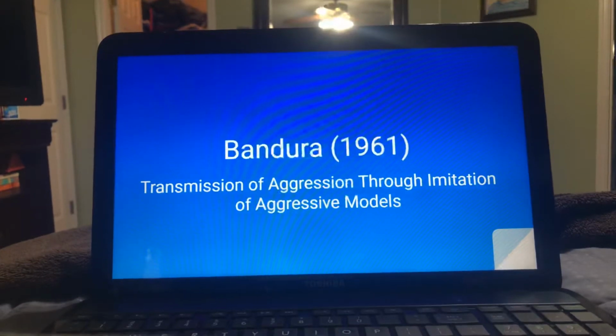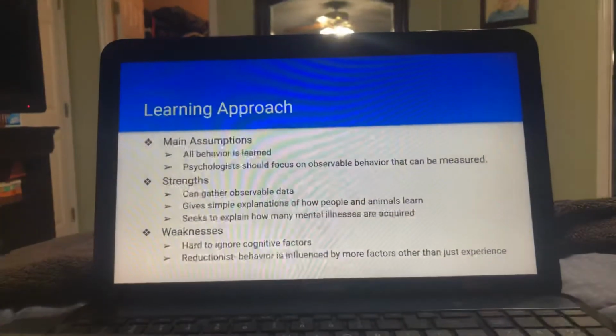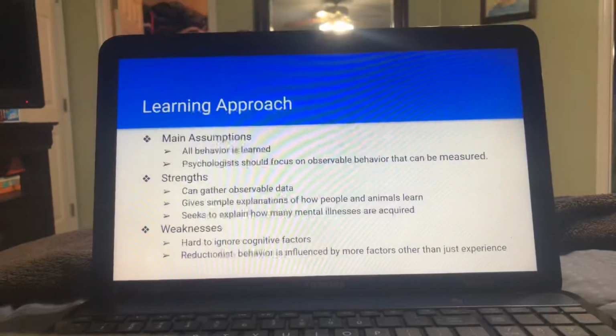of aggression through imitation of aggressive models. My study is part of the learning approach.